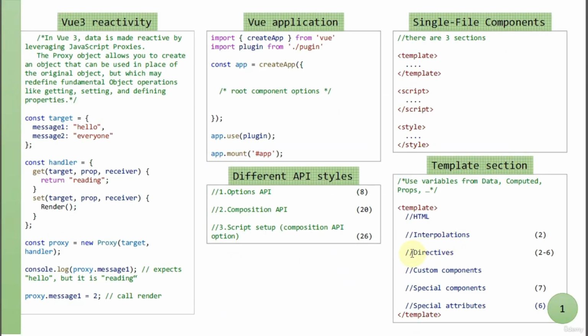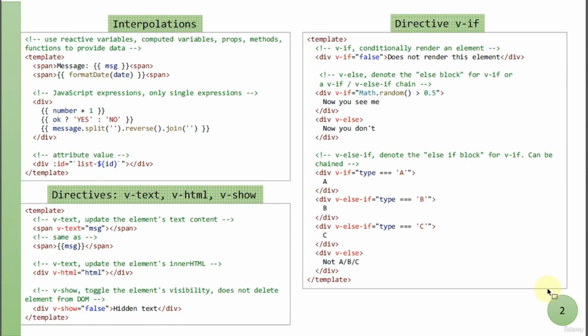I continue to talk about the directives. Please open the second page and v-if directive. V-if conditionally renders an element. So if you provide a false here, Vue doesn't render this element. And if you provide a true here, Vue renders this element. Also you can use v-if with v-else and v-else-if directives.